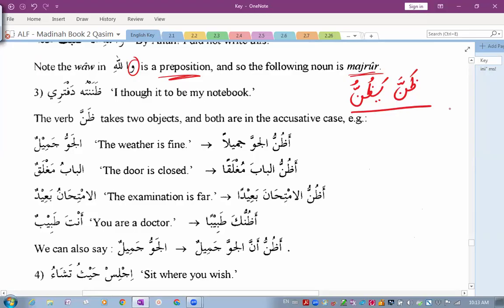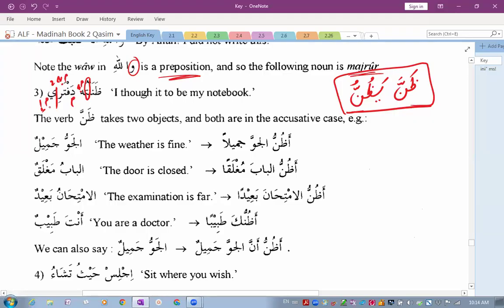Most of the time it requires two mafulun bihi, because you think of something as something, right? So I thought it to be my notebook. Zanantuhu daftari. Zanantu, tu is my file, which is myself, who is my mafulun bihi number 1. Daftar is mafulun bihi number 2. And then ya is mudaf ilayhi.